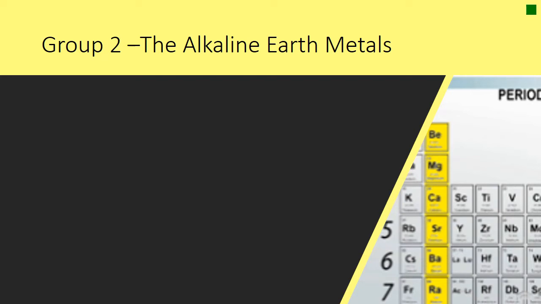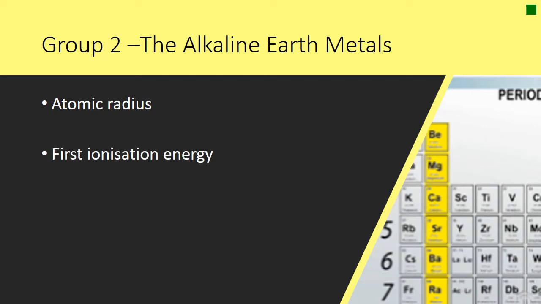Okay, here's what we're going to do in this video. We're going to have a look at the trend in atomic radius as we go down the group. We're going to have a look at the trend in first ionization energy, again as we go down the group, and the reactivity as we go down the group, and the melting point. That's what we're going to do. But first of all, let's have a quick look at the metals themselves.